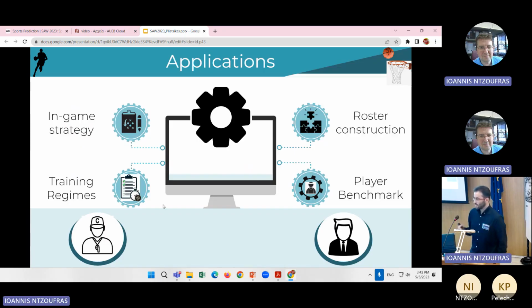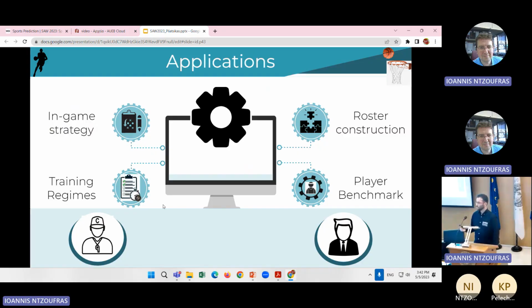Our study could assist coaches and general managers in better understanding the players' abilities and shot selection at every moment of the game. As a result, it could help with in-game strategy by creating efficient game plans and lineups, and with roster construction by acquiring players complementary to a team's needs. It could also help with adjusting players' training regimes to improve their ability to make or defend shots.